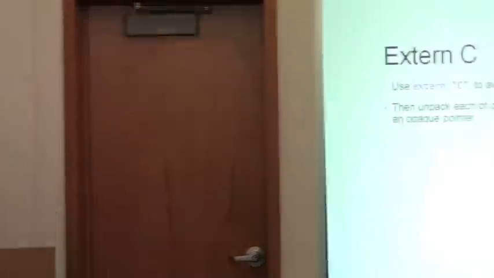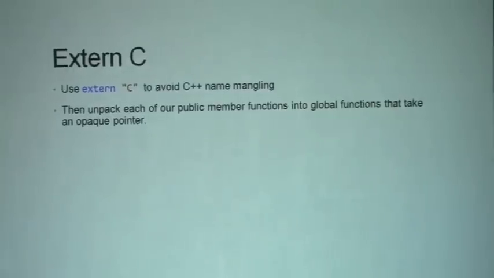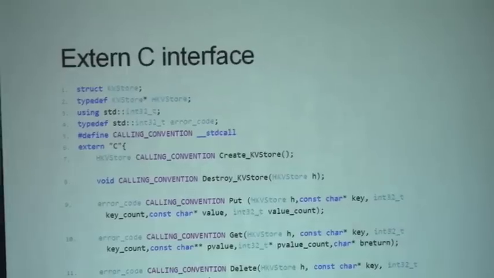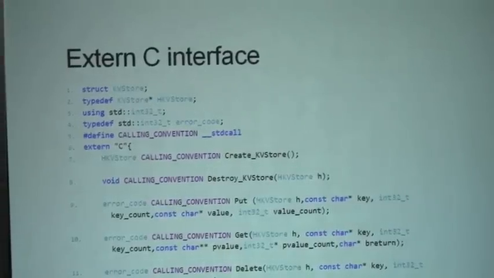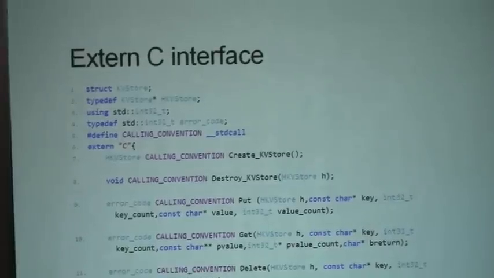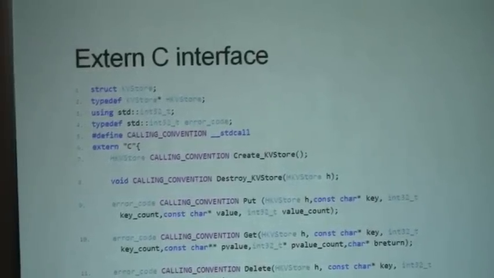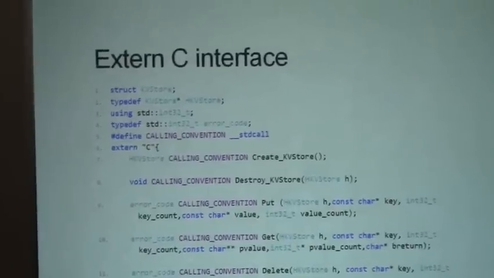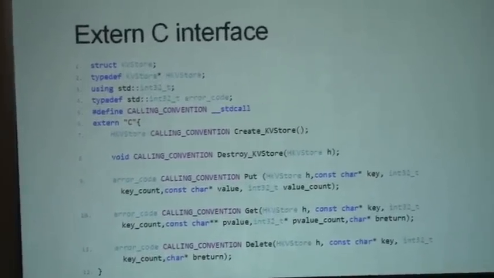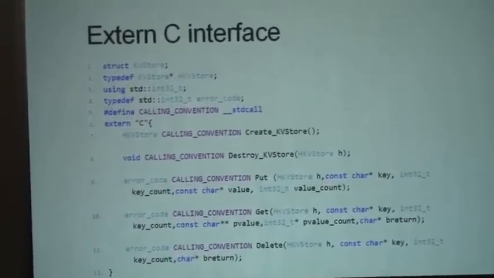Okay, extern C. We can use extern C to avoid C++ name mangling. Then we unpack each of our public members into global functions that take an opaque pointer. So here's some code. We define an opaque pointer here, KVStore, a handle to a KV store. We define an error code as int32, and extern C.